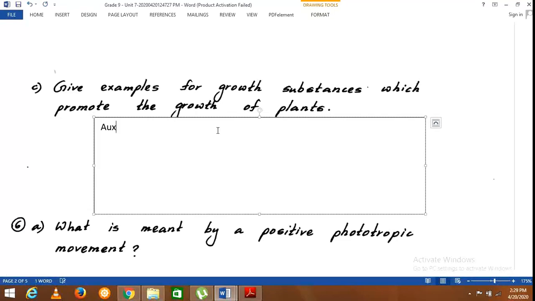One is auxins, next one gibberellins, next one is cytokinins. These are the three main growth substances, and in addition to that there are abscisic acid, and there is another growth substance known as ethene. So these are the natural growth substances, and in addition to that there are artificial growth substances as well.